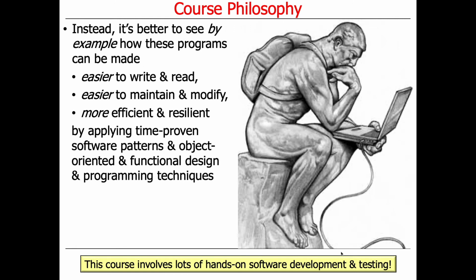So what we want to be able to do is see by example how we can make these systems work, how we can make them easier to write, easier to read by using various techniques and patterns we'll talk about, easier to maintain and modify, and also more efficient and resilient. There's no point in having all this hardware out there and all this low-level operating system and infrastructure software that takes advantage of multiple cores, and then we not know how to use that in our programs.